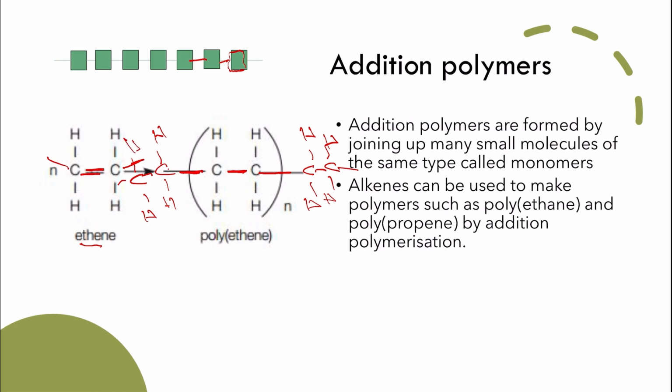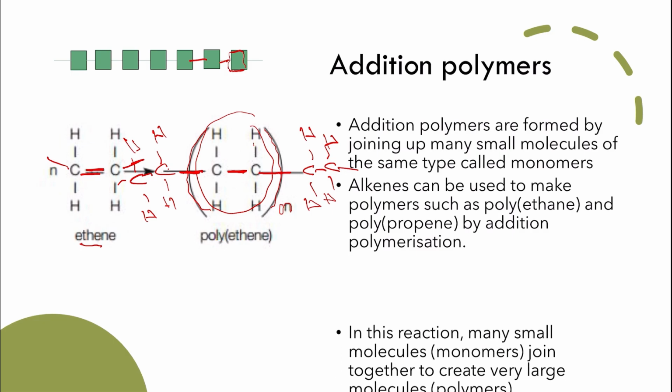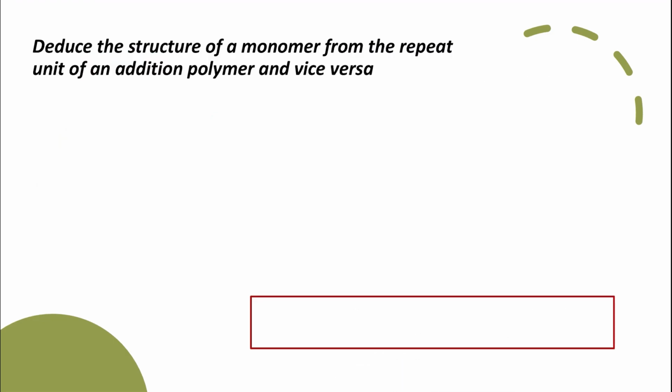Instead of drawing all of these units next to each other, we can replace that with the brackets and the letter n, which means we have this unit repeated n number of times and joined together. So this is the polymer.